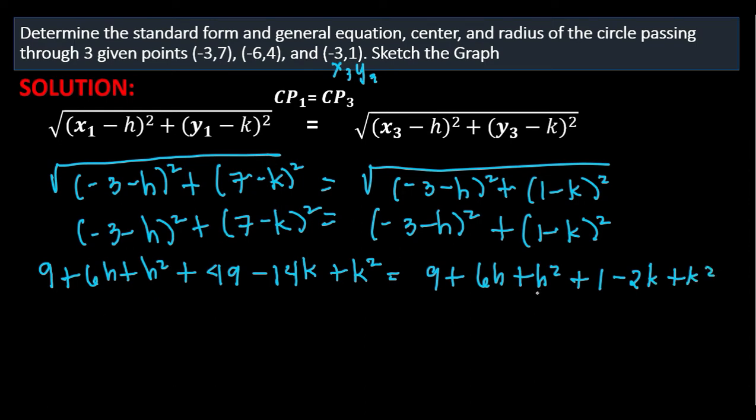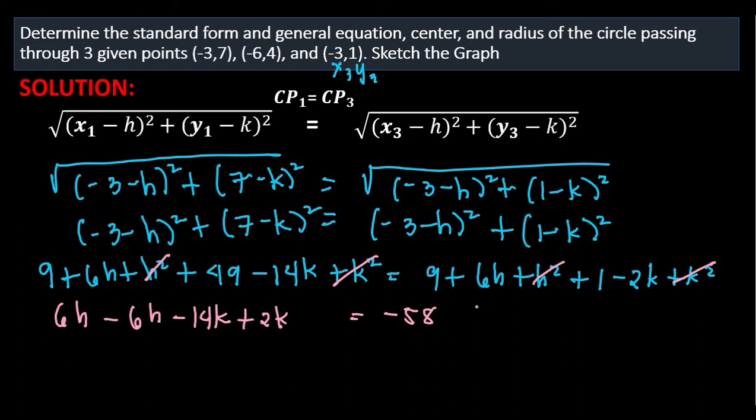So when we transpose this h square and k square, equal na siya sa 0, so we can cancel h square. Then same with k square, so we can cancel this one. 6h, then let us transpose this 6h. We're gonna have negative 6h. So bring down negative 14k. And transpose negative 2k. So we're gonna have positive 2k is equal to, so let us add 9 plus 49, 58. Then transpose, we're gonna have negative 58. So 9 plus 1, 10.